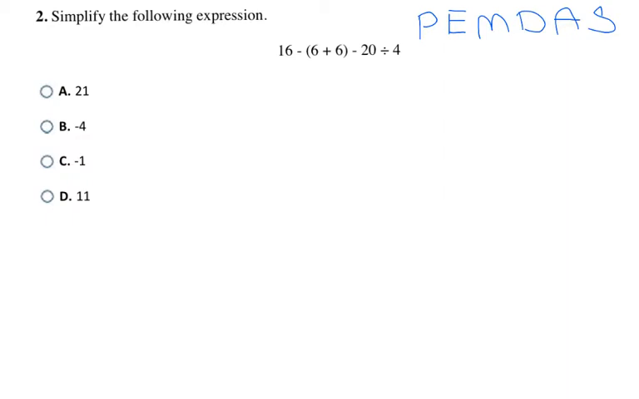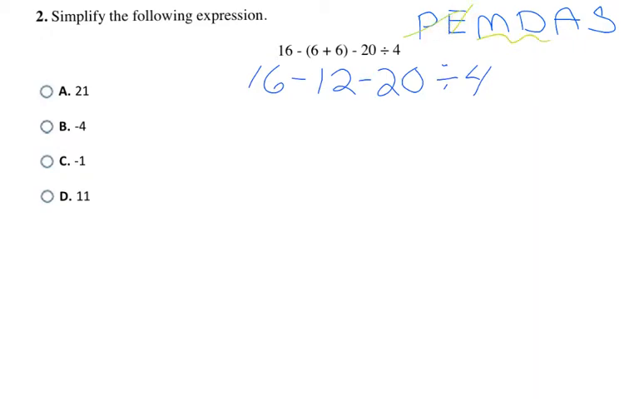So here I have another problem to simplify using order of operations. So here I'm going to do parentheses first. So inside of my parentheses, I have 6 plus 6, which is 12. And then I'm going to copy down everything else that's before and after it, so I don't lose track of any of my work. So I have parentheses done. Next is exponents. I don't have any exponents in this anymore, so I'm done with that one also.